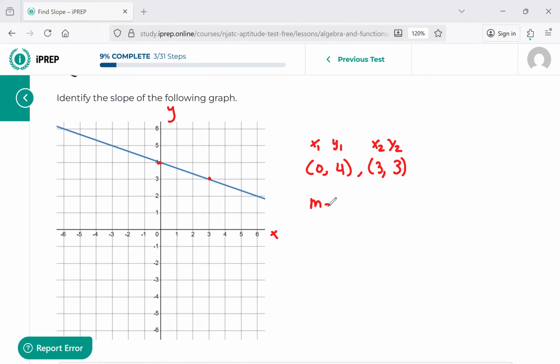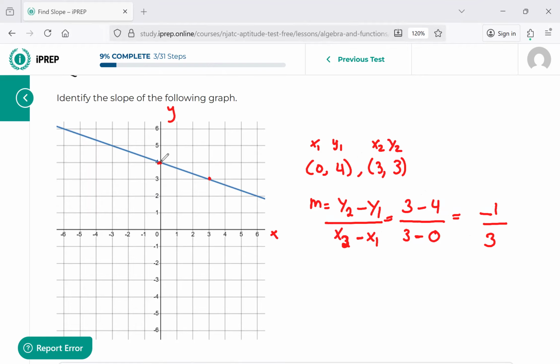And all you have to do is put it in the formula. The formula is y2 minus y1 over x2 minus x1. Go ahead and write this in your notes because you might need it. This is why I labeled these points, so I don't get confused. My y2 is 3 minus my y1 is 4. My x2 is 3 minus my x1 is 0. So 3 minus 4 is negative 1. 3 minus 0 is 3. So it looks like my slope is negative 1/3.